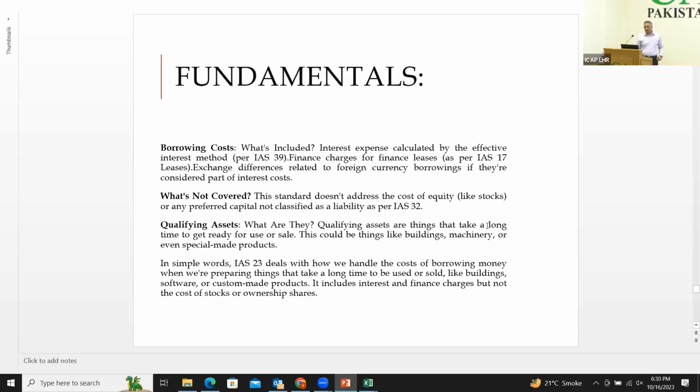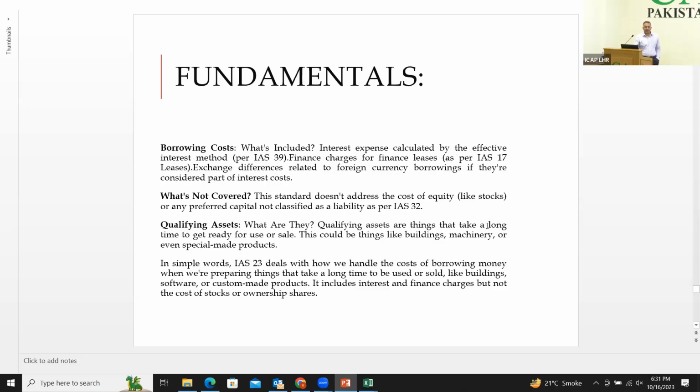And then we have what is borrowing cost. Borrowing costs are simply all ancillary costs incurred in connection with borrowing of funds. But any return on equity is not borrowing cost.